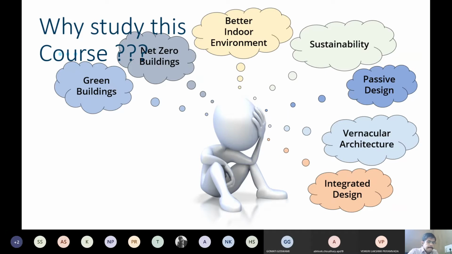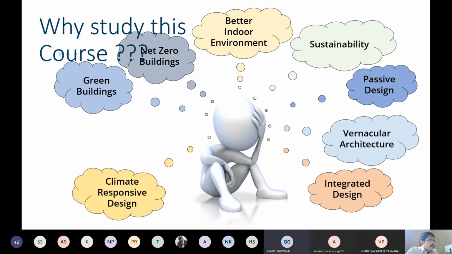Okay. So when you talk about this course, would you be talking about climate responsive design? Your building would be responding towards the climate. That is what is climate responsive design. Will you be talking about that? Or will you be talking about renewable energy systems?